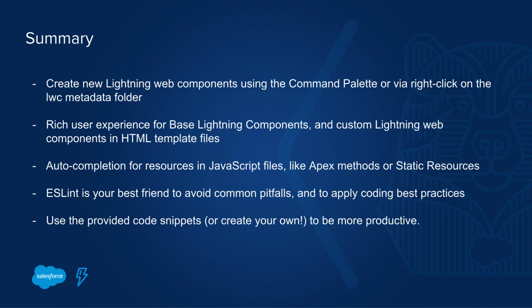To summarize, you can create new Lightning Web Components either using the command palette or the right-click context menu on an LWC folder. The Lightning Web Components extension provides you a rich user experience for base Lightning components. It gives you auto-completion as well as information around custom Lightning Web Components in your HTML template files. You get auto-completion for static resources, Apex, content assets, URLs, and more. ESLint is your best friend to avoid common pitfalls, and the Salesforce extension also provides you a good configuration for that. Using the provided code snippets, you can be more productive.